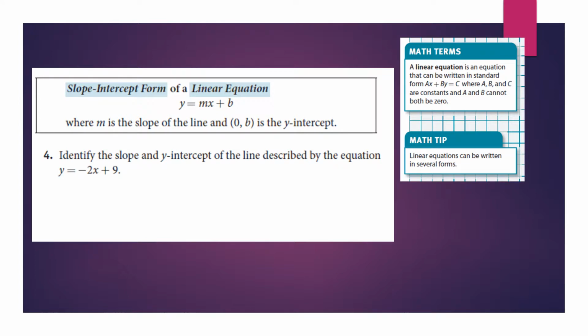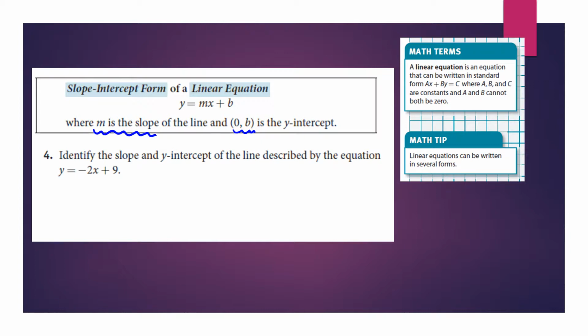So I have a feeling that slope-intercept form is something you've had some experience with, but we want to make sure you're very familiar with all the terminology so you can use it. Slope-intercept form of a linear equation: y equals mx plus b. m is the slope and b is the y-intercept. So (0, b) would be the y-intercept.